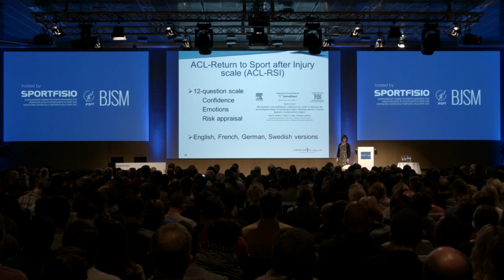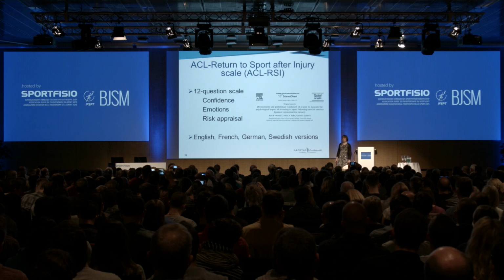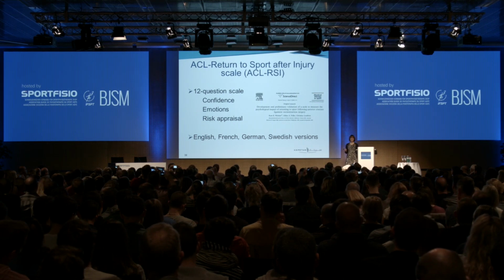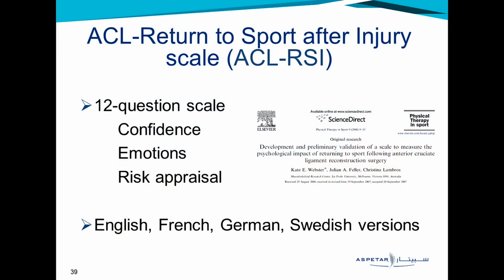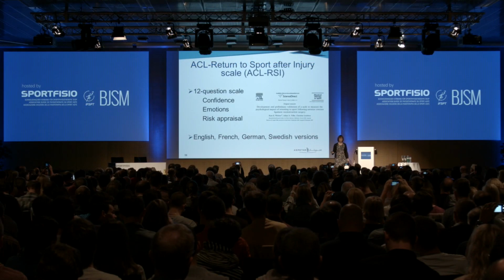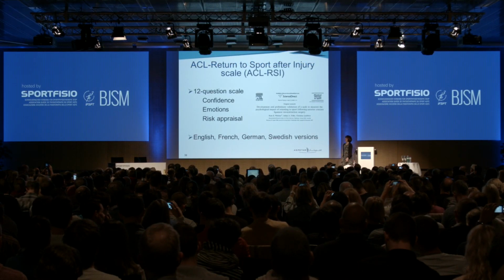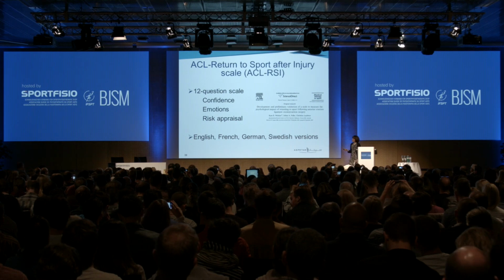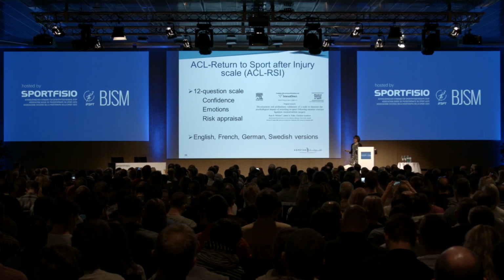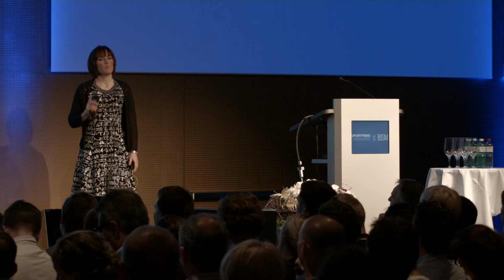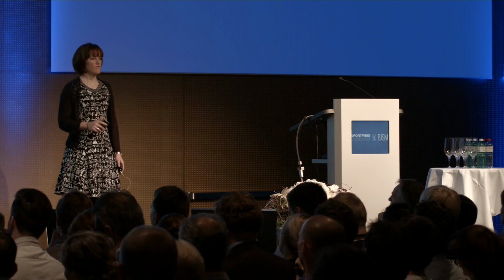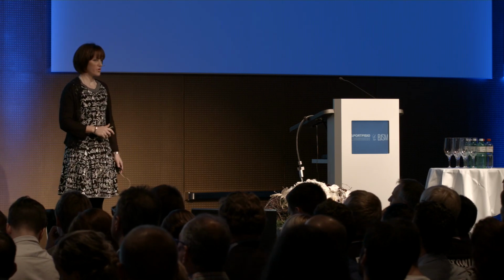And this is the scale that we used. It was developed by my colleagues in Melbourne, and it's 12 questions, which I think clinically is really good because it's short. You know, athletes hate filling in extra questionnaires. They hate filling in the patient information form when they first come to see you. And the 3 areas that this scale addresses are confidence, emotions, and assessment of risks associated with playing sport.